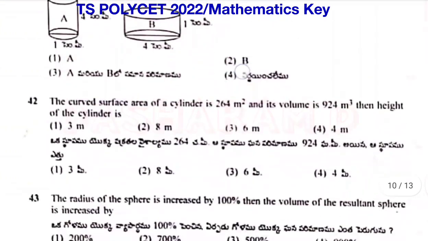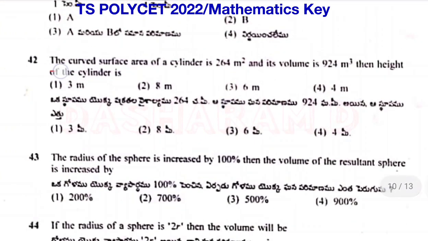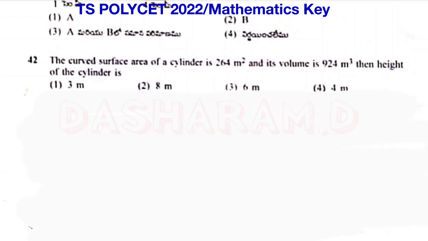Next to question number 42. The curved surface area of a cylinder is 264 meter square and its volume is 924 meter cube. Then the height of the cylinder is how much? So the curved surface area of a cylinder, that is 2 pi r h, is 264 meter square and its volume, pi r square h, is 924 meter cube. Then what is the height? h equals to how much?